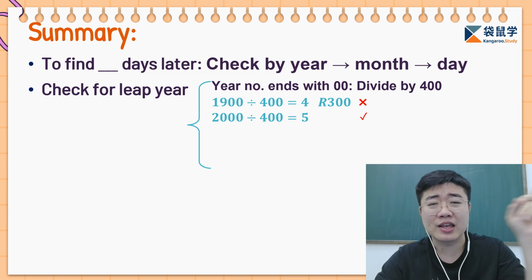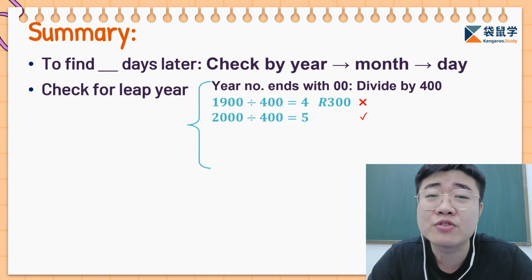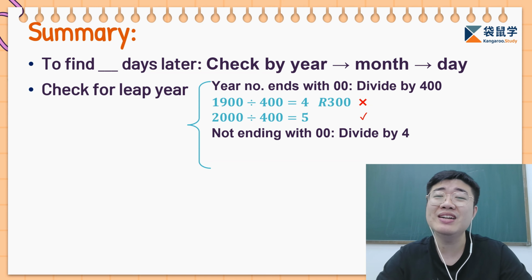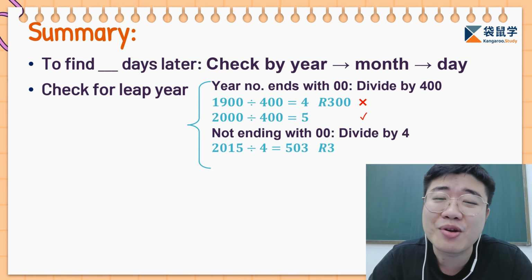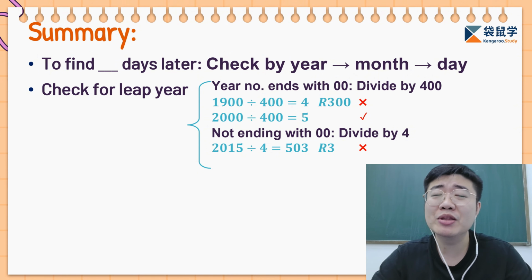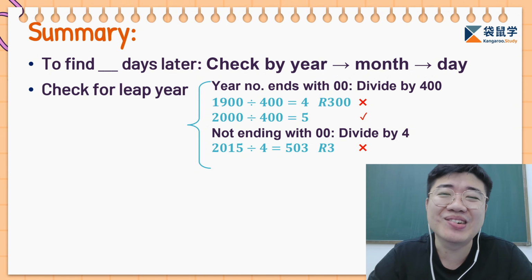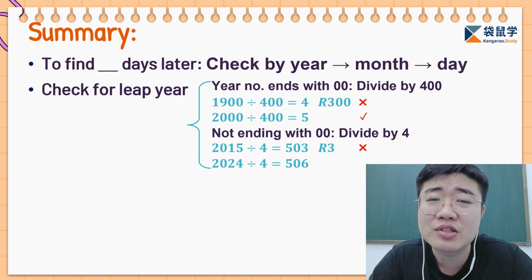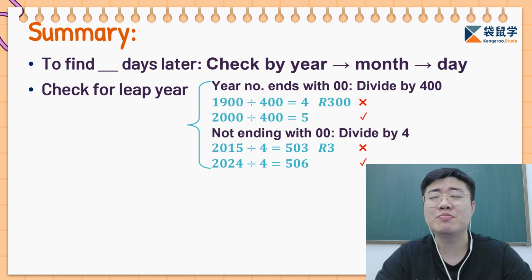The second case is the number is not ending with 2 zeros. We can just simply divide by 4. For example, 2015 divided by 4. There's a remainder of 3. Is that a leap year? No, this would not be a leap year. How about 2024? Very good, everyone. 2024 is a leap year, because when we divide by 4, there's no remainder. So that's a leap year.